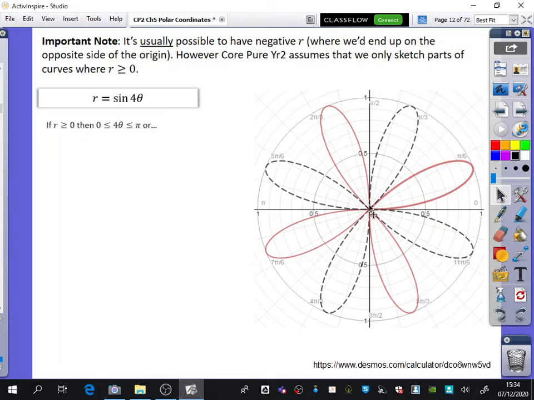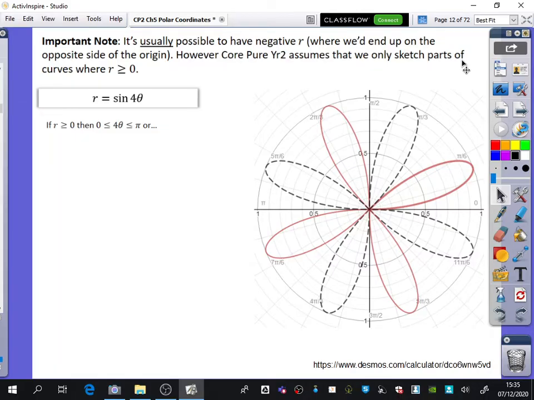So let's say you were talking about an angle of pi over 4, which is over here. If you had a negative value of r, it would actually end up somewhere on the opposite side of where it would be. But for Core Pure Year 2, in Edexcel, we assume that we only sketch the parts of the curves where r is greater than or equal to 0. And that's the annoying thing: when you use your graphics calculators or Desmos, it won't do that. It will plot everything with positive r and negative r. But Edexcel will remove anything that has got negative r.